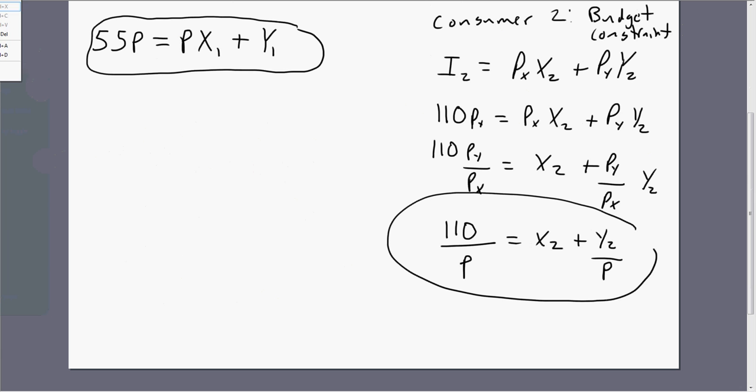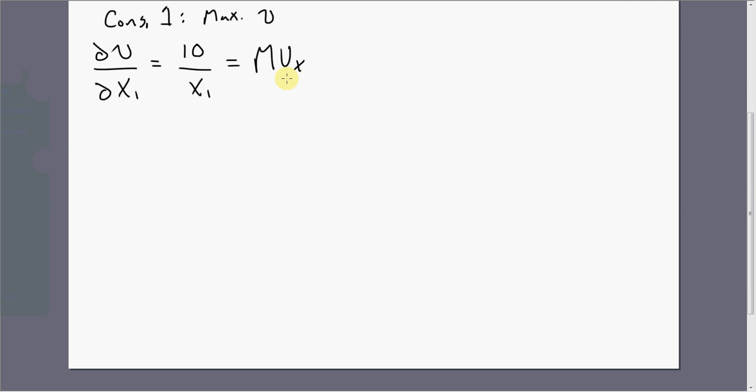Let me start on a clean slide. So for consumer 1, we're going to maximize utility. Maximize U. So what I'm going to do is I'm going to get the marginal utilities of good X and good Y for consumer 1. We're going to take the derivative or partial derivative of consumer 1's utility function with respect to x1. And we're going to get this result. And as I said, this is the marginal utility of good X.